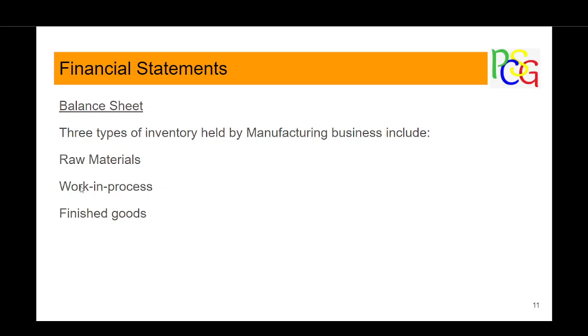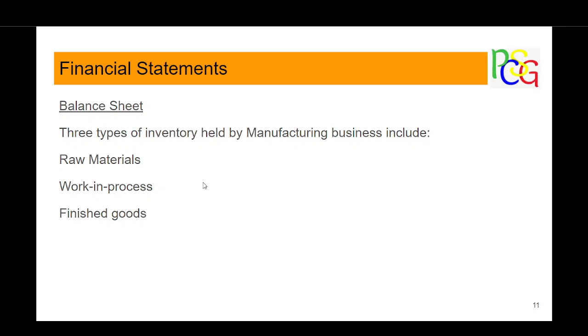Compared to that, a merchandising business would only hold one type, which would be the last one here, the finished goods. They wouldn't have a raw materials inventory or a work in process because the merchandising business wouldn't be making the goods. They wouldn't be making them from scratch. Because as we said at the beginning of the lesson, merchandising businesses buy finished goods for resale to their customers. Whereas in manufacturing, they convert raw materials into the finished goods and sell those finished goods to their customers.